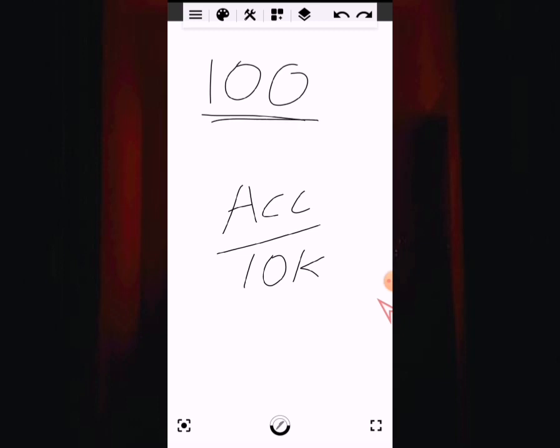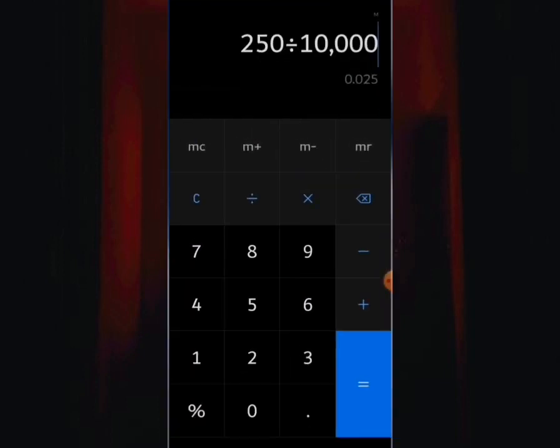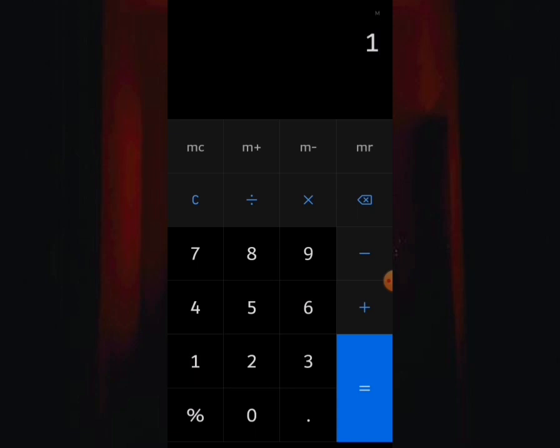And to know the right lot size, always use this formula, traders. I'm just giving you the facts. I won't make this video long by telling you where I got the numbers from. So just use this formula: divide your account balance by 10,000 to know the right lot size for a single trade. So for example, if your account balance is 100, you divide that by 10,000, you get 0.01. So per trade on a $100 account, use 0.01.